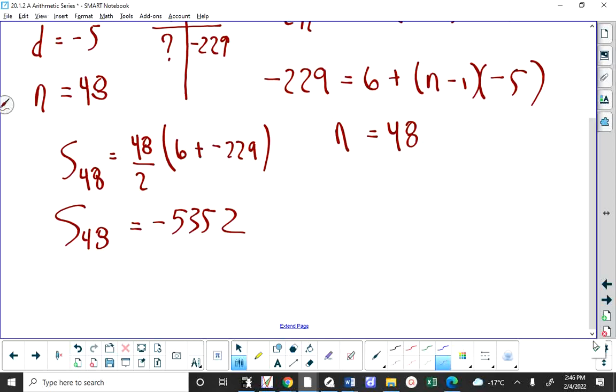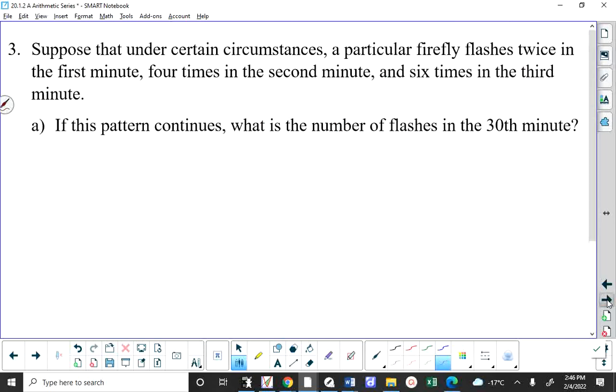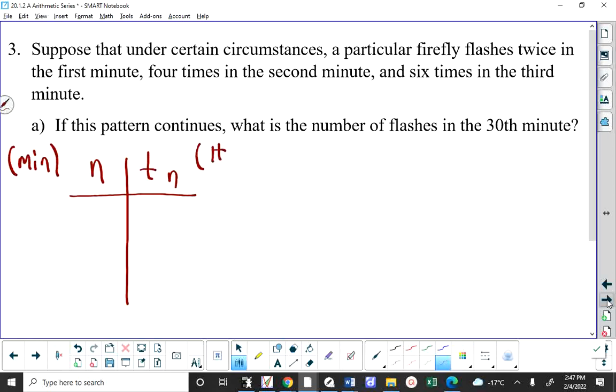So really two very kind of basic types of questions you need to know how to do. The questions in 1 and 2. We're not going to do C, but let's do the word problem here. We've got a mathematical firefly that's flashing twice in the first minute, 4 times in the second minute, 6 times in the third minute. Well, this is an arithmetic pattern. What this is saying is n and Tn represent the minutes and the number of flashes.